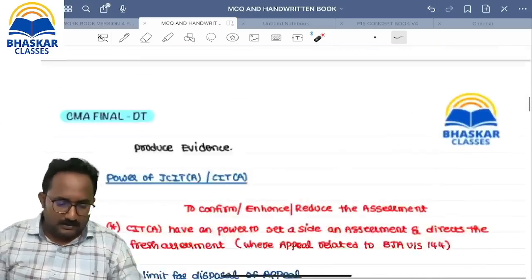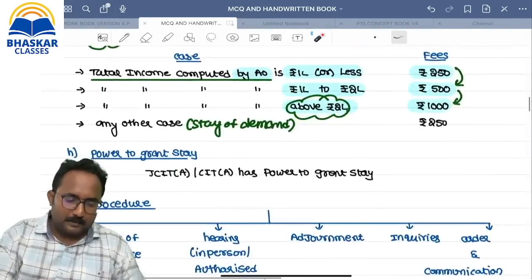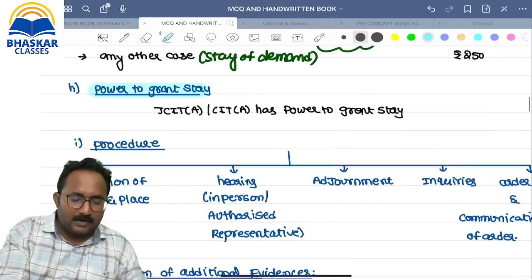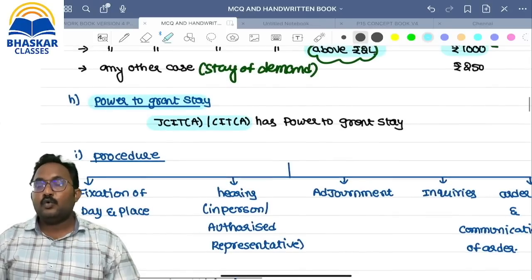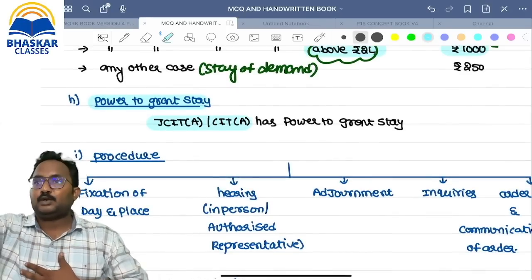JCIT or CIT appeals. That is the only point, ma. Yes, please check it out. The next point: power of grant of stay. Who can give the power of grant of stay, ma? CIT and JCIT. Who can apply, ma? The SSE can apply to the JCIT, CIT.